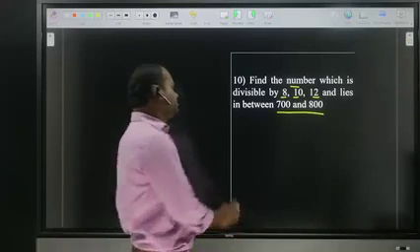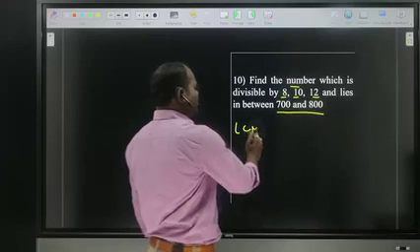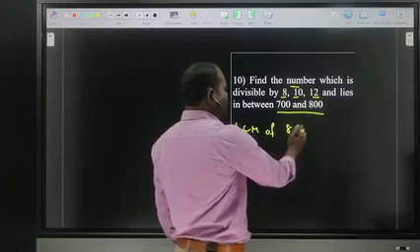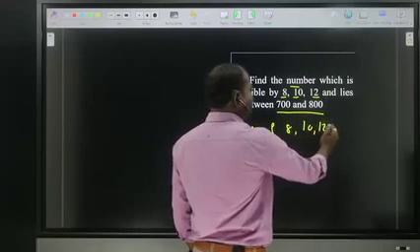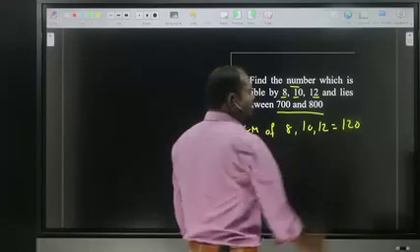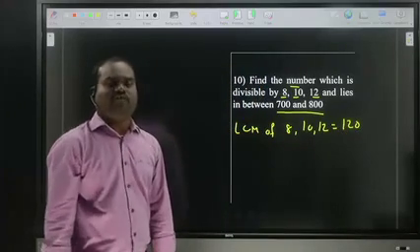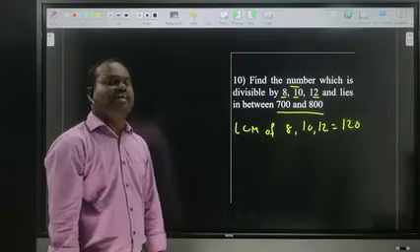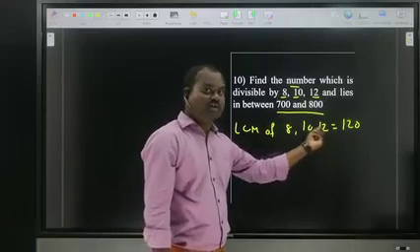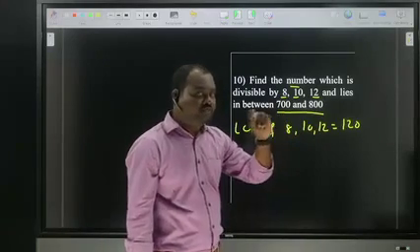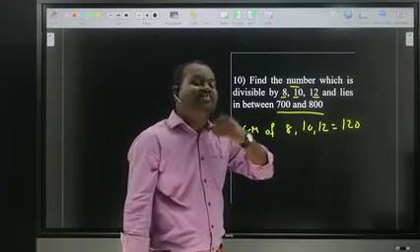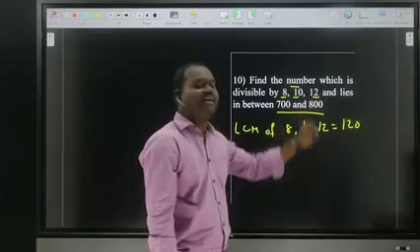So, same as before, first of all find the LCM of 8, 10, 12. The LCM is 120. That it is divisible by 8, 10, 12 means indirectly we have to get in the 120 table, and that lies in between 700 and 800.